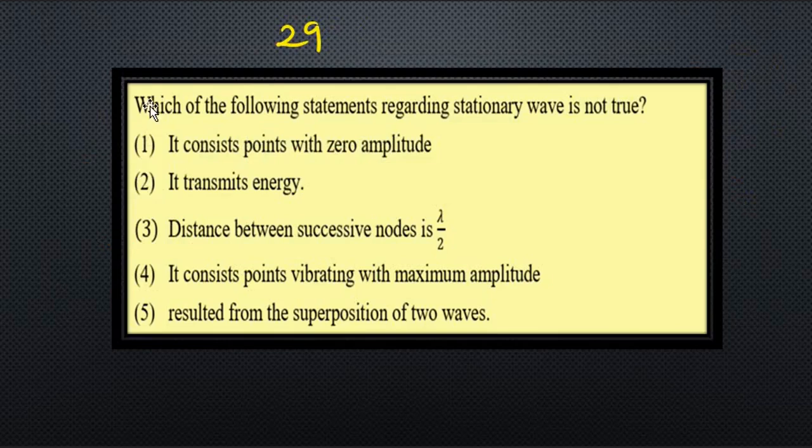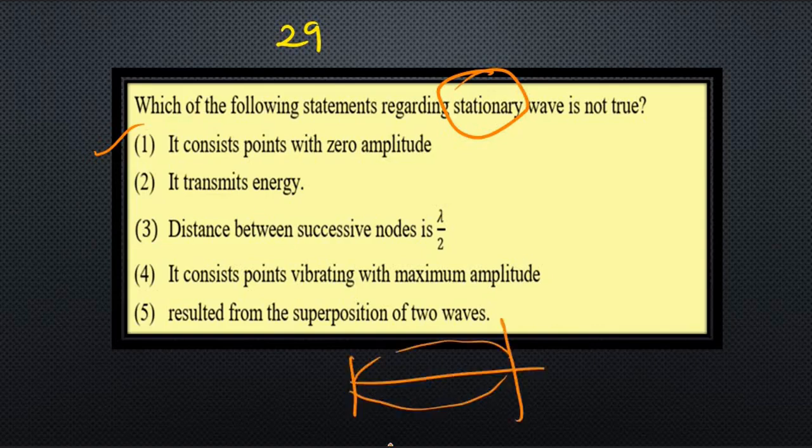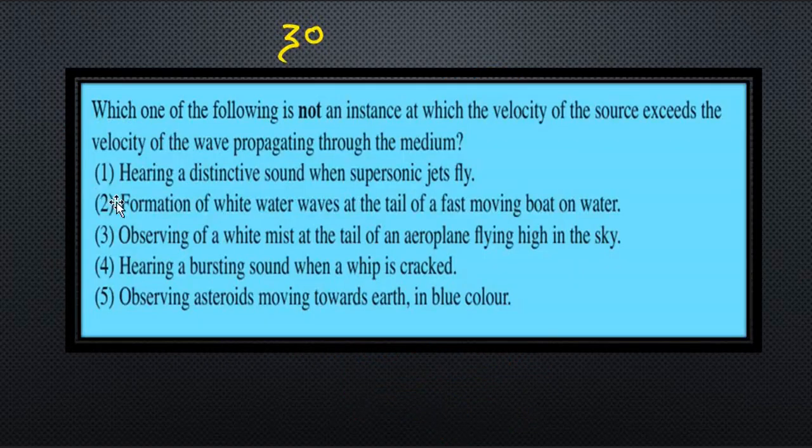Question number 29. Which of the following statements regarding stationary wave is not true? Read the question. It consists of points with zero amplitudes. Okay, correct. It transmits energy. It's a stationary wave, so energy is not propagated. That's why we call it a stationary wave. Distance between nodes is lambda by 2, correct. So answer is the second one.